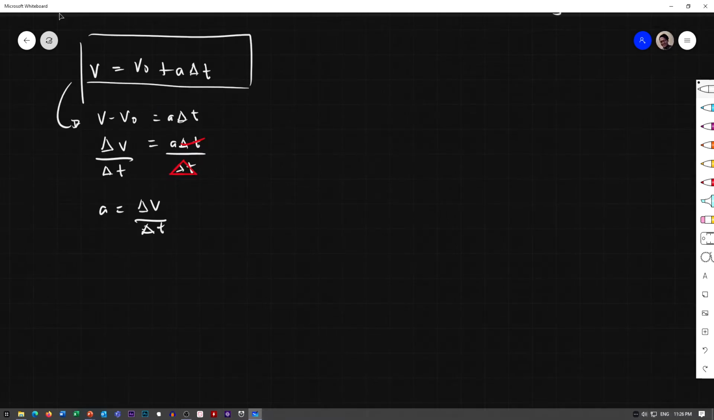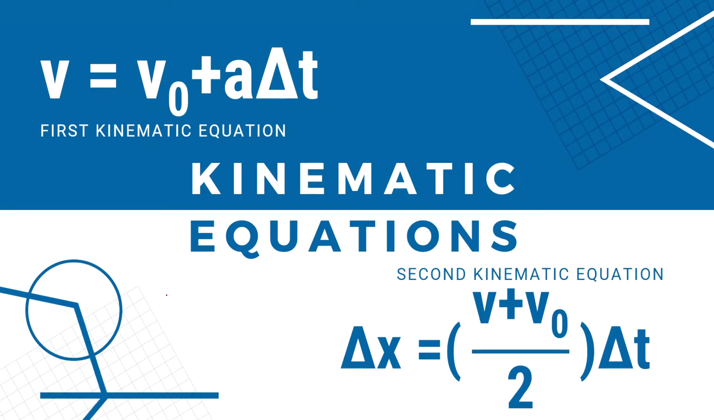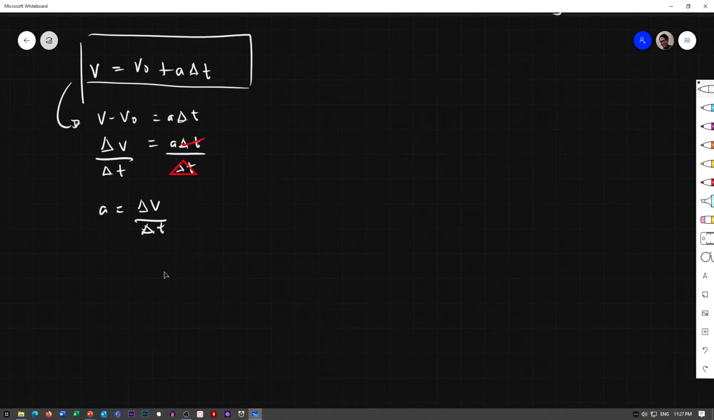For the second one, we have delta x is equal to (v plus v sub 0) over 2, multiplied by delta t. This is not used very often, but we're going to include it anyway. These are the instances wherein we are tasked to look for the average velocity. So average velocity is written like this. It's usually, of course, the average of two velocities.